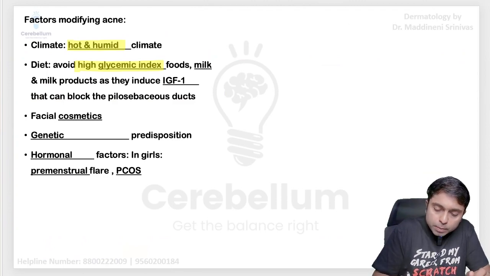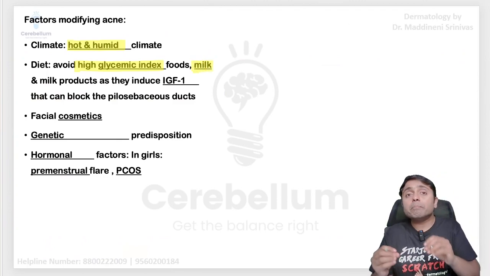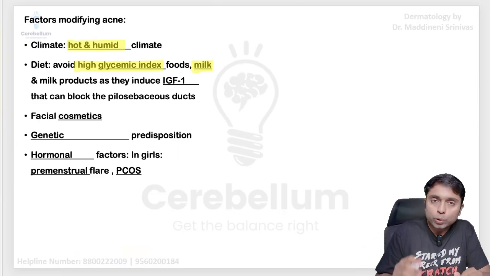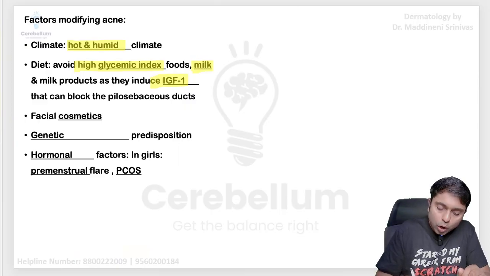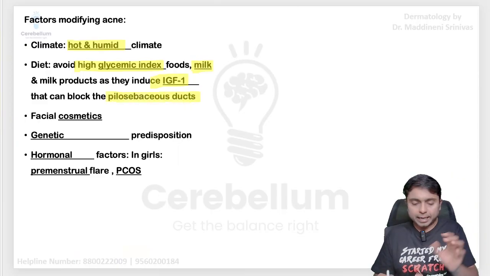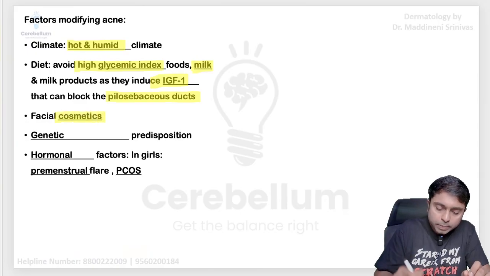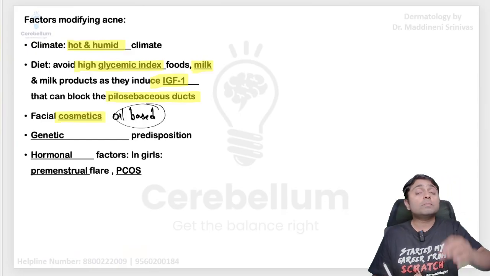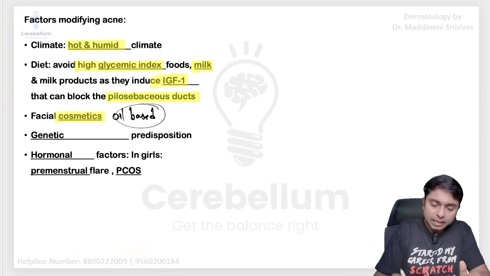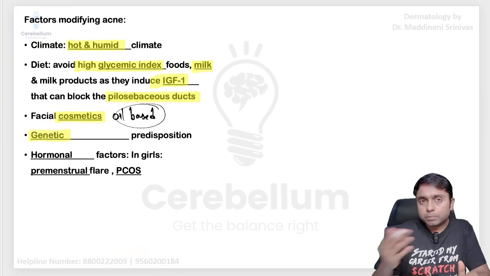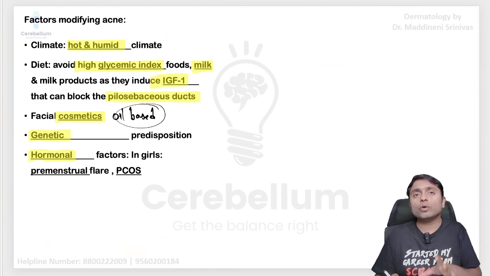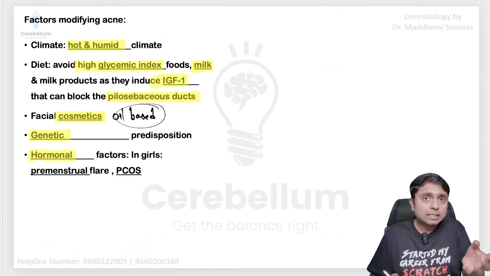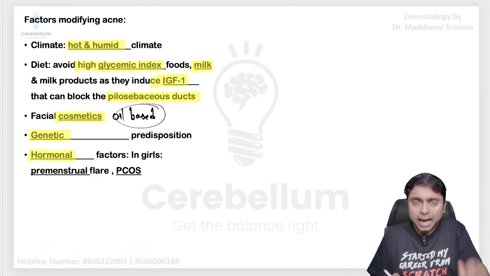Also remember students, it was observed in various studies that milk and milk products induce IGF, insulin like growth factor, and they also block the pilosebaceous ducts and produce acne. Also there are certain facial cosmetics which are oil based, which can cause physical obstruction of this pilosebaceous unit, leading to acne vulgaris. There is certain genetic predisposition in certain individuals, and also hormonal factors. If you are a female, you might know this: before menstruation there is a premenstrual breakout, small acne lesions will develop.